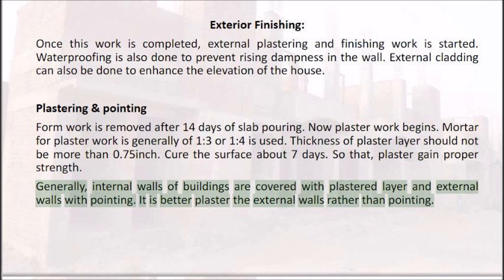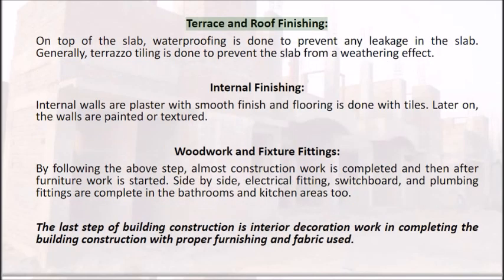Generally, internal walls of buildings are covered with a plastered layer and external walls with pointing. It is better to plaster the external walls rather than pointing. Terrace and roof finishing. On top of the slab, waterproofing is done to prevent any leakage in the slab. Generally, terrazzo tiling is done to protect the slab from weathering effects.